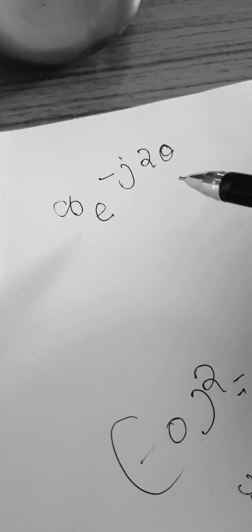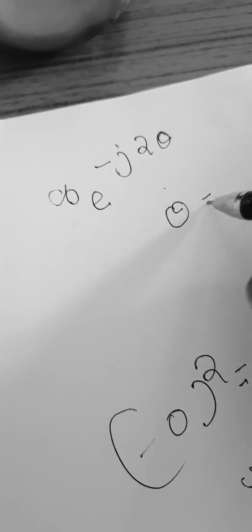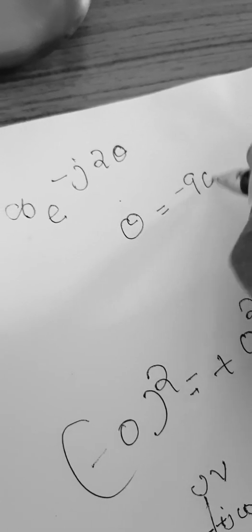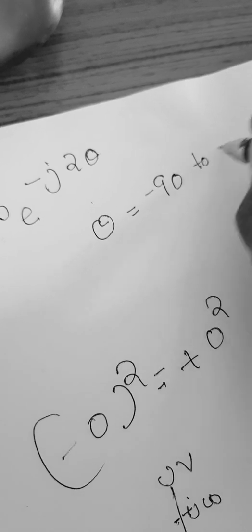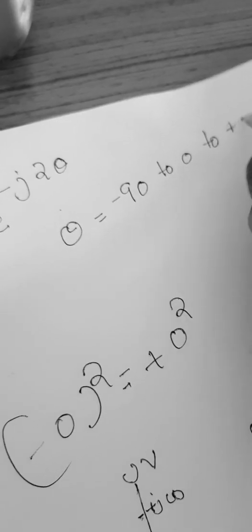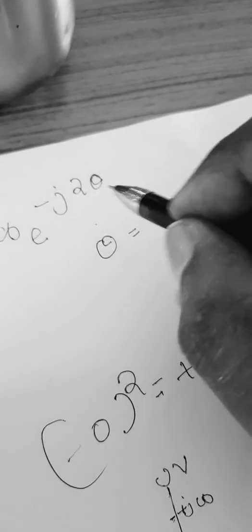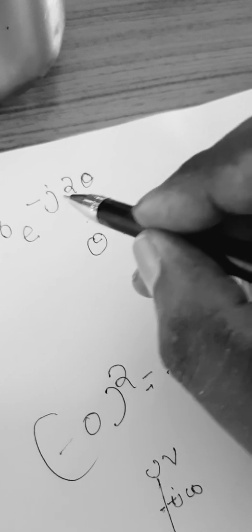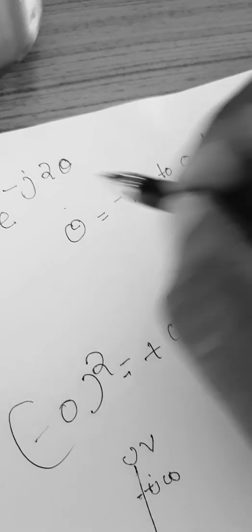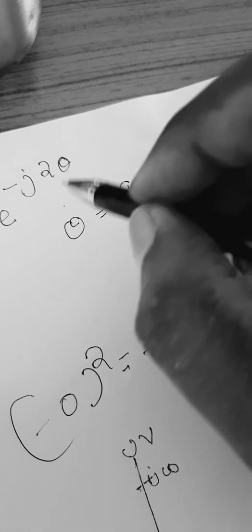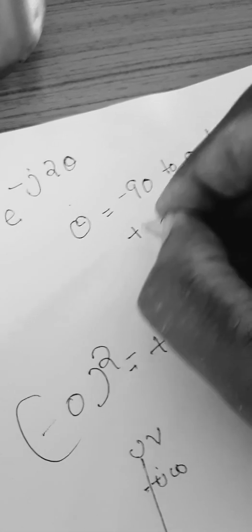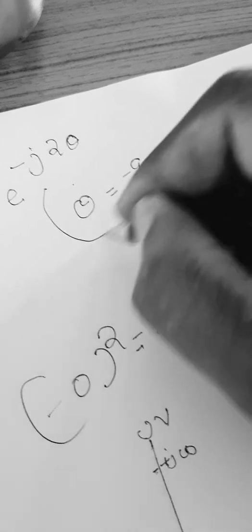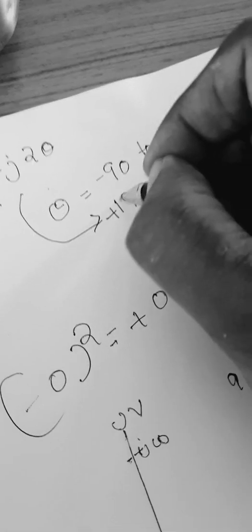So this way you are getting it. Here theta varies from minus 90 to 0 to plus 90. Now for minus 2 theta, that means minus 2 into minus 90. Minus of minus is plus, so it will become plus 180. 2 into 90 is 180.